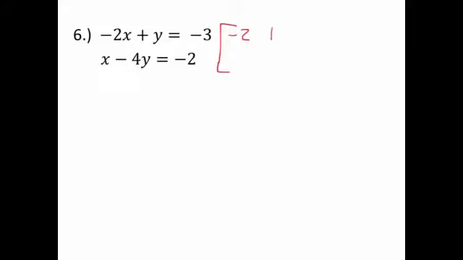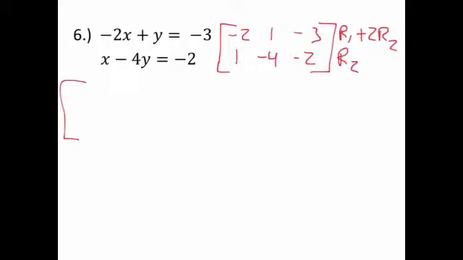It's going to be negative 2, 1, negative 3, and then 1, negative 4, negative 2. And now I have this. I notice if I take row 1 and add twice row 2, this will give me a 0, which would be great. I'm going to leave row 2 the way it is. So if I do row 2 times 2 real quick, I get 2, negative 8, and negative 4. I'm going to add these to these ones. That'll give me 0, negative 7, and negative 7. The next one is just row 2: 1, negative 4, negative 2.